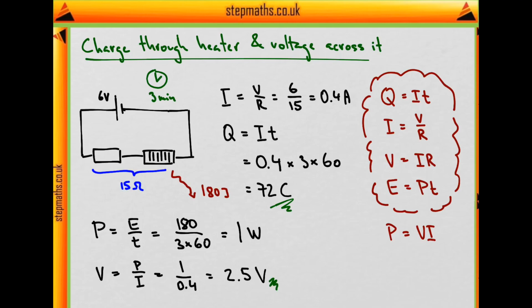So 72 coulombs and 2.5 volts, those are our 2 answers. And in the exam, that was option F.